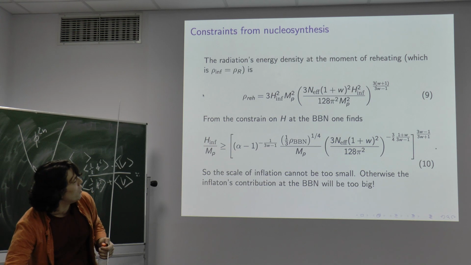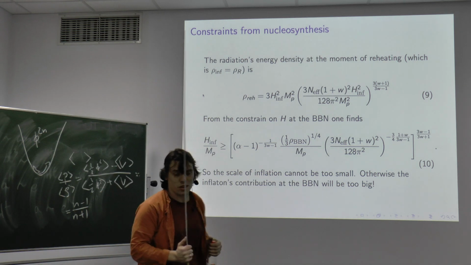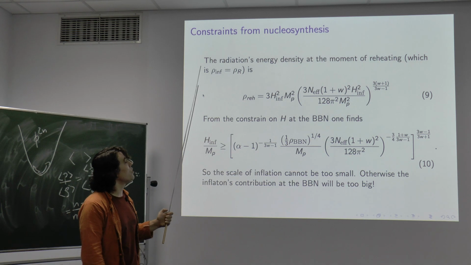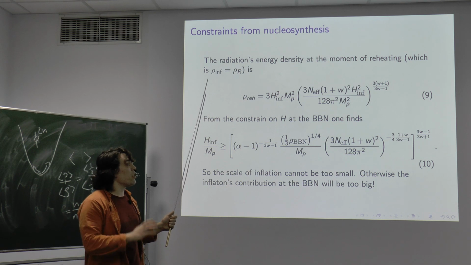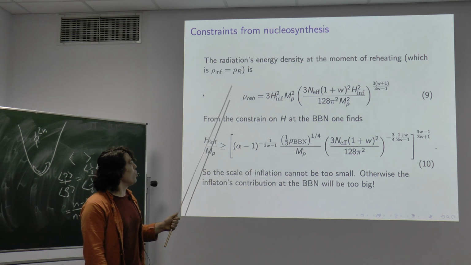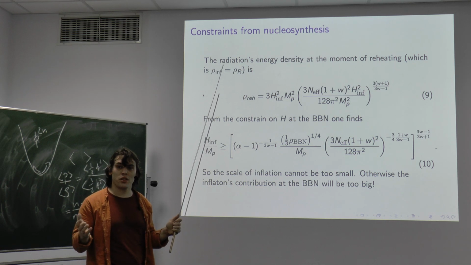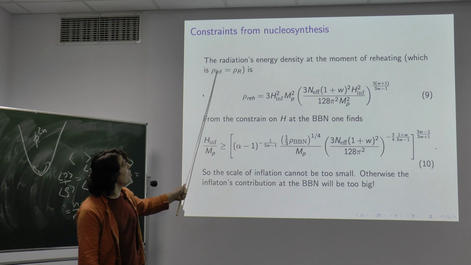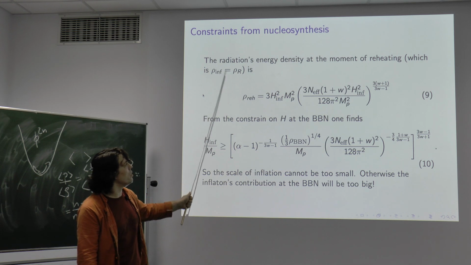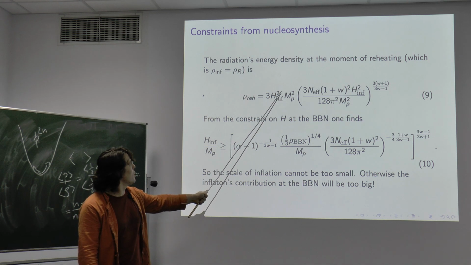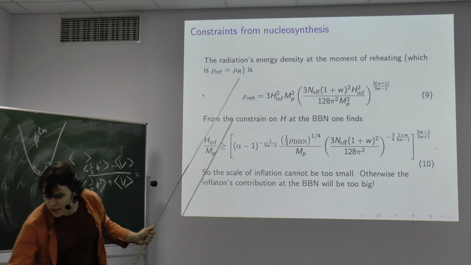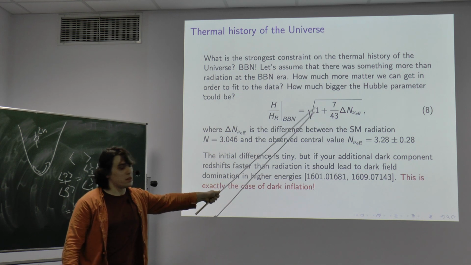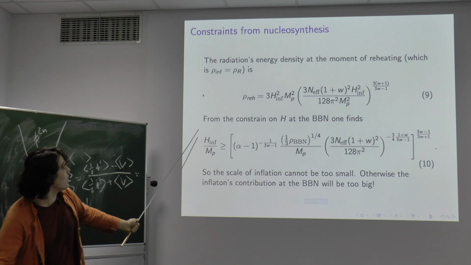Okay, since we already know that at the moment of nucleosynthesis the radiation needs to dominate the universe, we can constrain the energy density and the scale of inflation in our dark inflationary model. So you know how much radiation you have produced, and you know when radiation needs to start dominating. This is the energy density of radiation at the moment when the energy density of the inflaton is exactly equal to the energy density of radiation. So at the moment of BBN, I know that this cannot be bigger than this. It needs to be smaller or equal. And it gives you constraints on the scale of inflation.